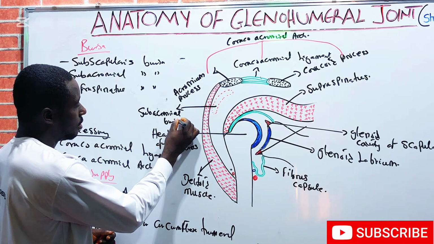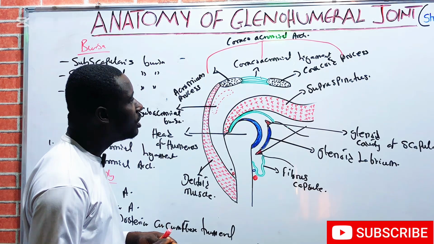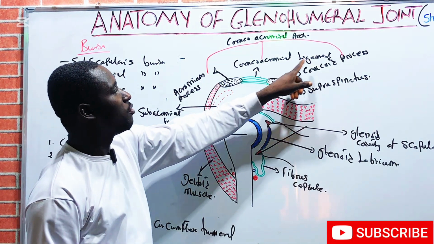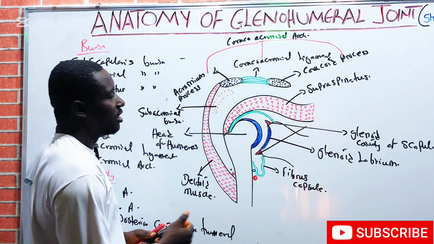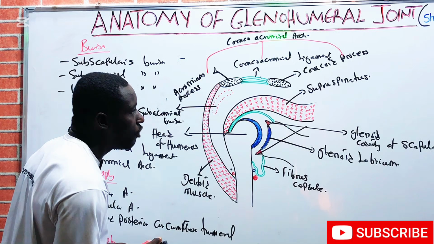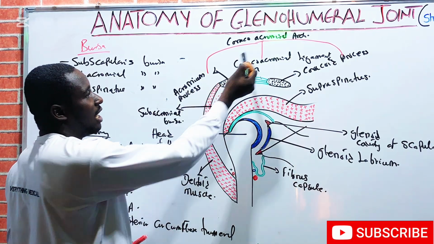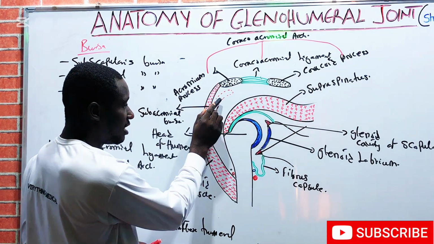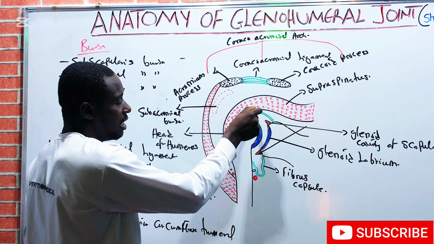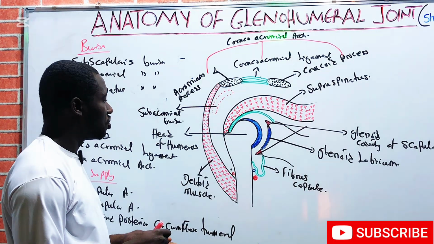Subacromial bursa. This subacromial bursa is found between the acromion process and coracoacromial ligament above, and the supraspinatus tendon and the joint capsule below. So it's formed between the acromion process of the scapula and the coracoacromial ligament above, as you can see the bursa here, and the supraspinatus tendon and the joint capsule below. That is how it is situated on the shoulder joint.